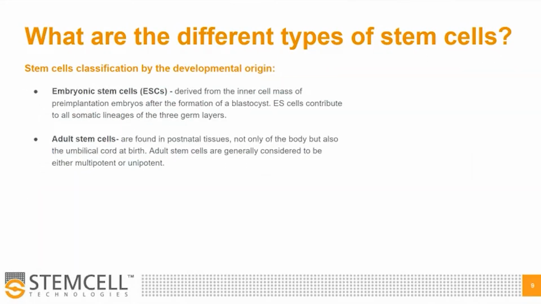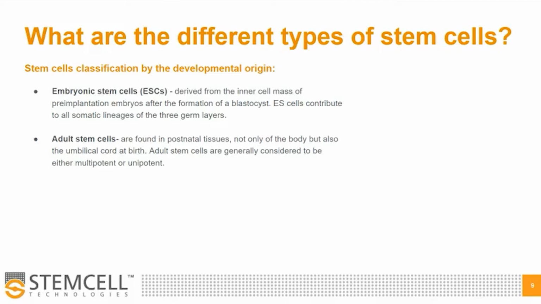When characterizing stem cells based on developmental origin, there are two types: embryonic stem cells and adult stem cells. Embryonic stem cells are derived from a very early embryo just a few days after fertilization of the egg. And adult stem cells are found in postnatal tissues, not only of the body, but also the umbilical cord at birth.